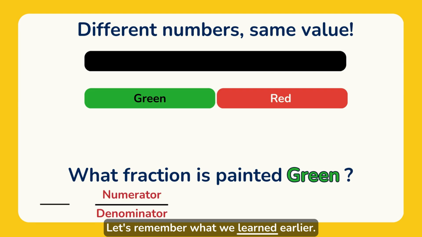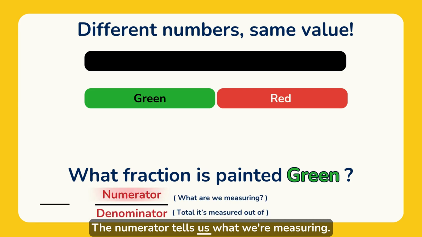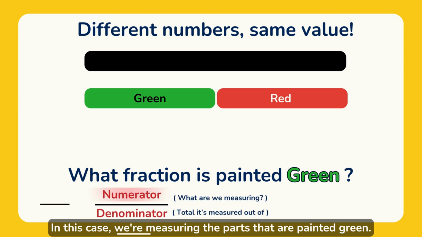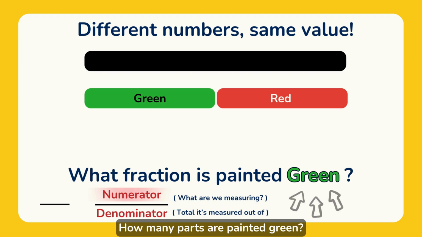Let's remember what we learned earlier. The numerator tells us what we're measuring. In this case, we're measuring the parts that are painted green. How many parts are painted green?